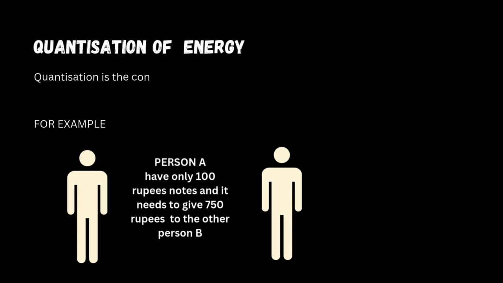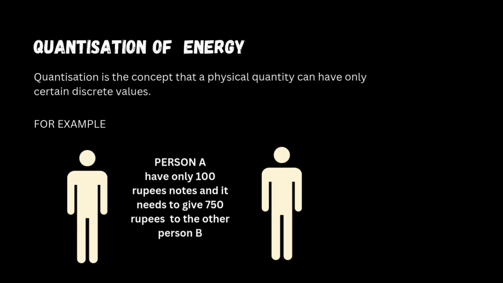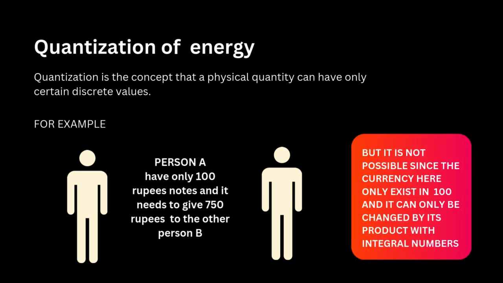Quantisation of energy. Quantisation is the concept that a physical quantity can have only certain discrete values. For example, person A has only 100 rupee notes, and needs to give 750 rupees to person B, but it is not possible since the currency here only exists in 100 and it can only be changed by its product with integral numbers.